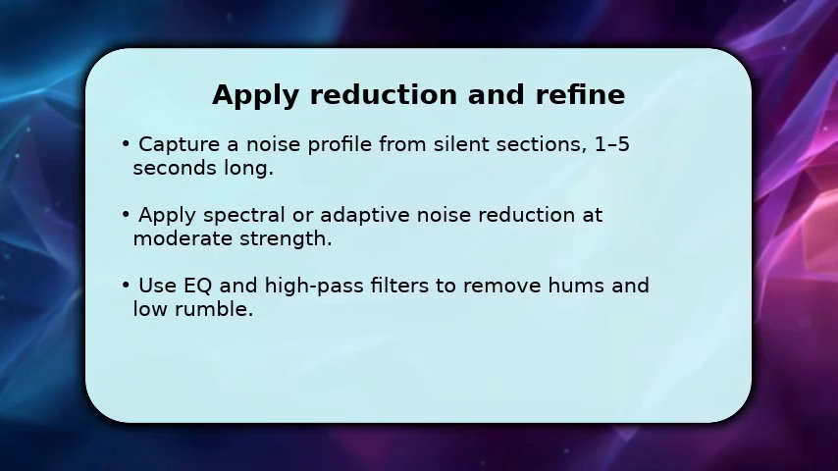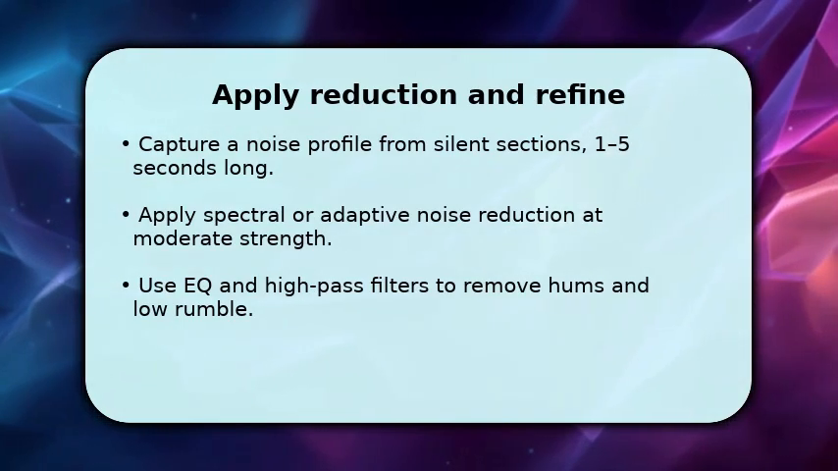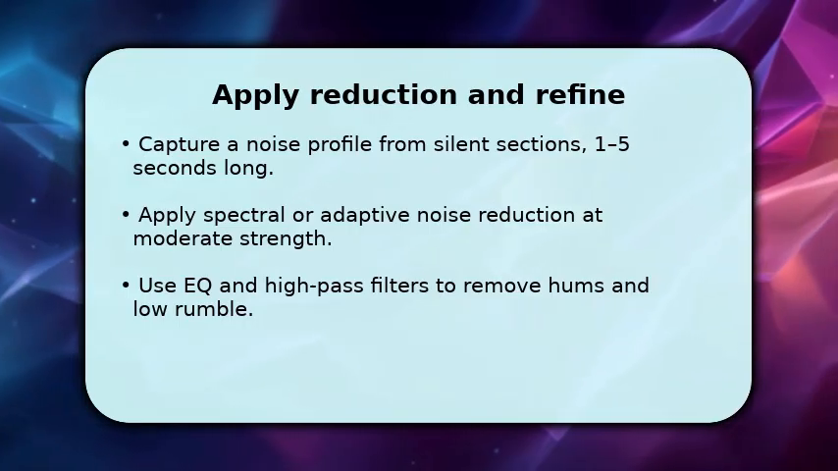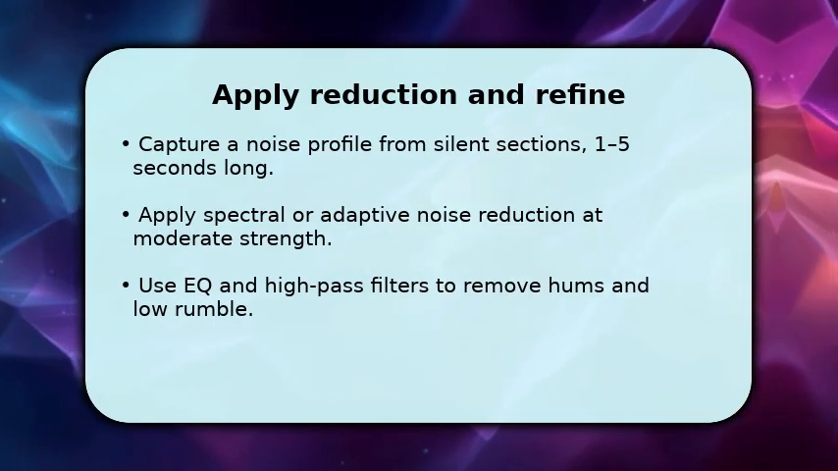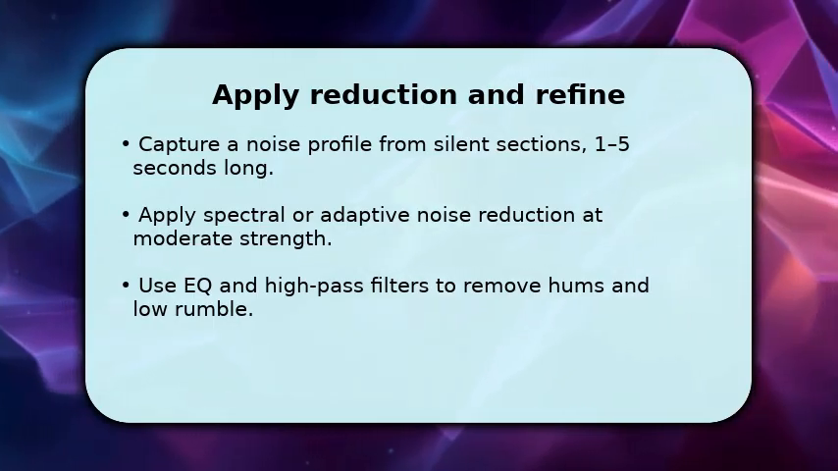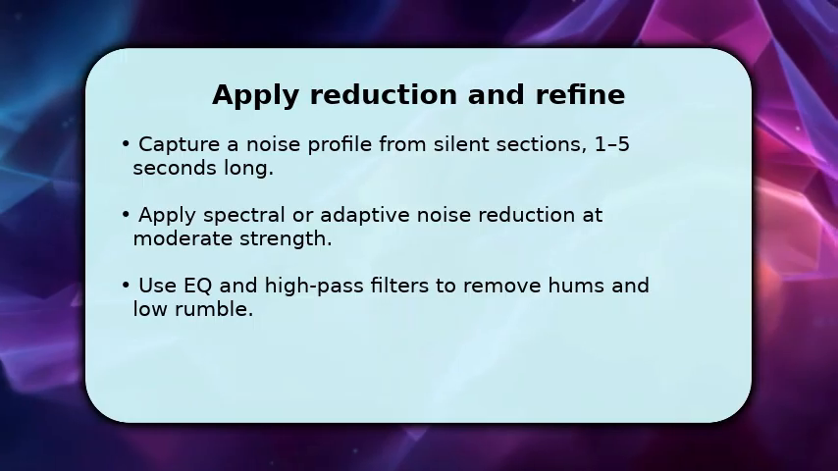Next, capture a noise profile from that silent section you marked and apply the noise reduction effect using it. You want moderate reduction. Too strong creates artifacts, too light leaves noise. Adjust the threshold and reduction amount while looping a spoken section.